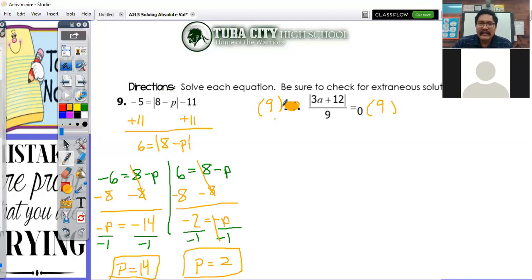Anyway, let's go ahead and get rid of this 9. So again, we got to do the inverse. Since this is a divide by 9, the inverse of divide is multiply. So I multiply both sides by 9. That gets rid of our 9. So I have 3a plus 12 equals 0.